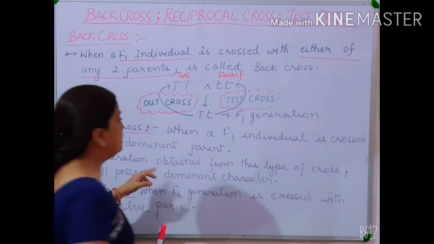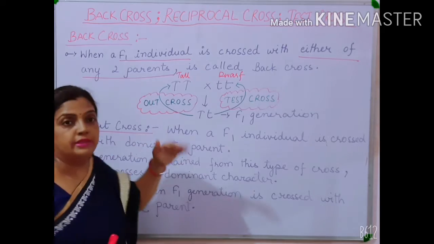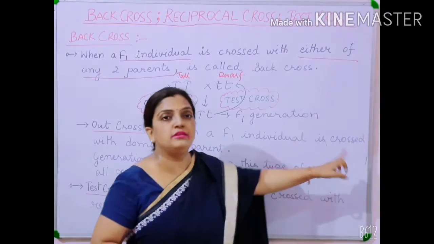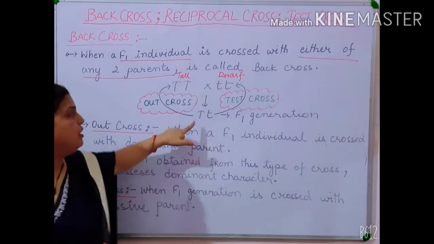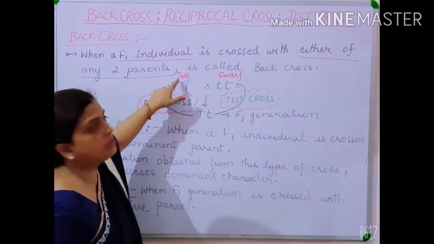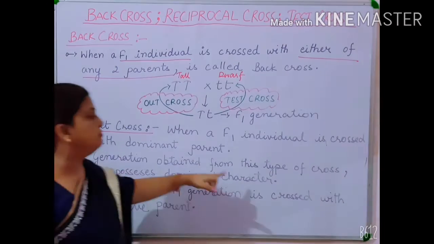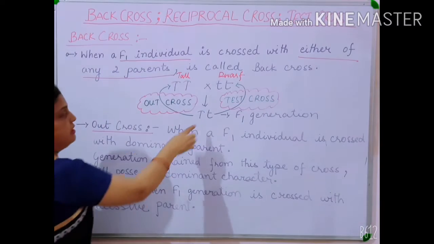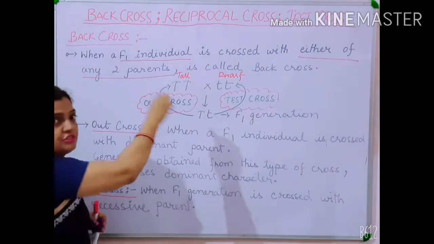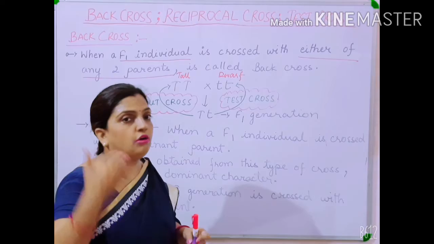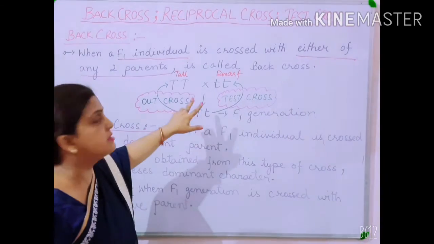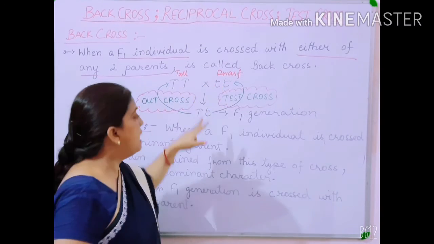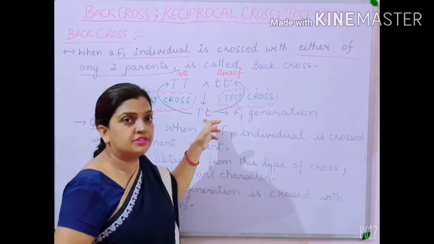This is what has been written, and I will now show you how it is going to be proved. What is an outcross? When an F1 individual is crossed with the dominant parent. So this F1 generation plant is crossed with the dominant parent. The generation obtained from this type of cross all possesses the dominant character. How? It means that the generation we obtain after this cross will all be tall plants. Here you can see that when these two parent plants, dominant and recessive, are crossed, we obtain the F1 generation.